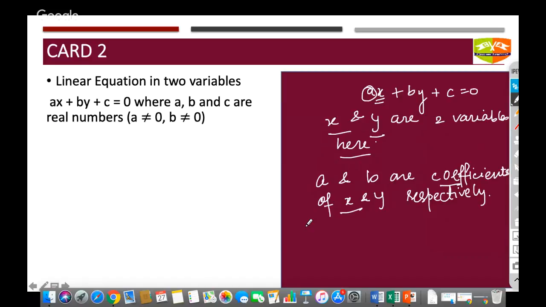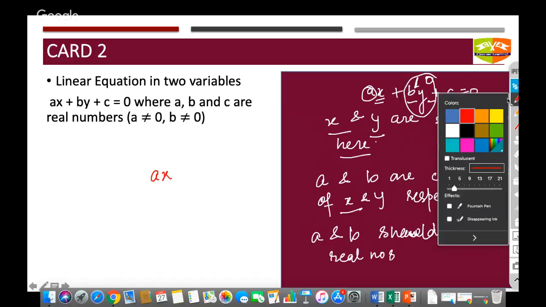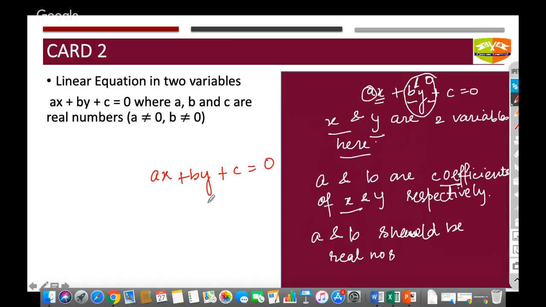Now we should know that a and b should be real numbers only, and they cannot be equal to 0. Why can they not be 0? Because if I put 0 here, 0 multiplied by y will make the variable y without any relevance here. If you look at the equation ax plus by plus c is equal to 0, and if you put b is equal to 0, this equation turns to be ax plus c is equal to 0. So the meaning of two variables does not hold true when one of the coefficients of x and y becomes 0.